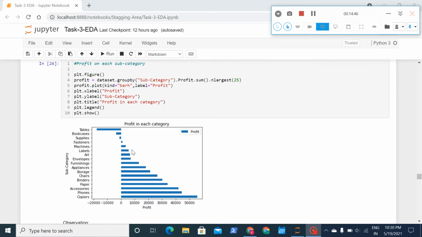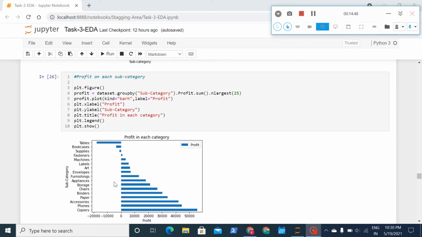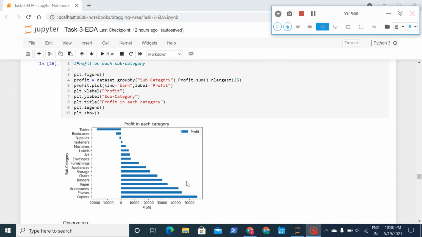Here I have plotted the profit in each of the subcategories. As we discussed above, tables, bookcases, and supplies have negative profit. That is, we are facing some losses in these sectors. So concern over these subcategories is extremely important over others. While copiers has the highest amount of profit, we should appreciate the copier sector.